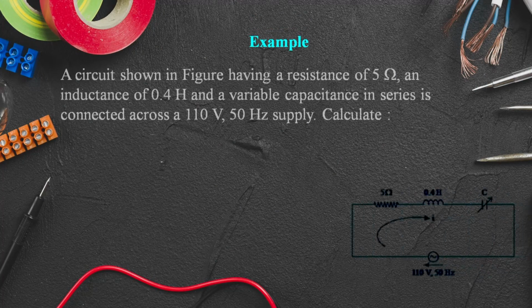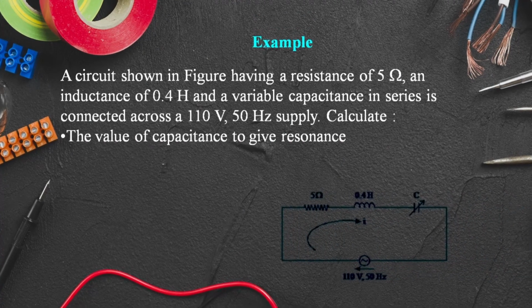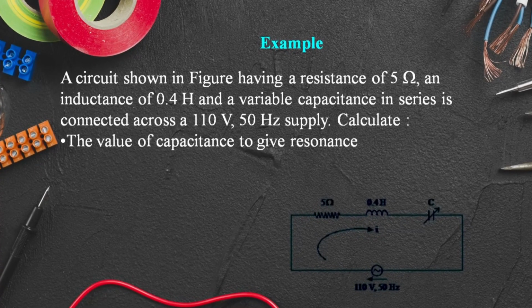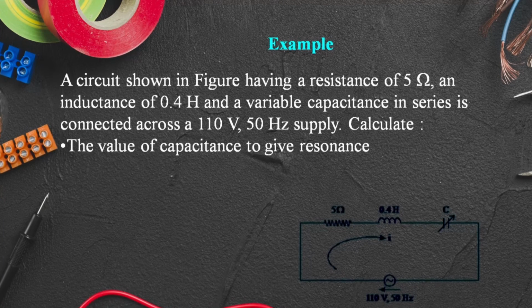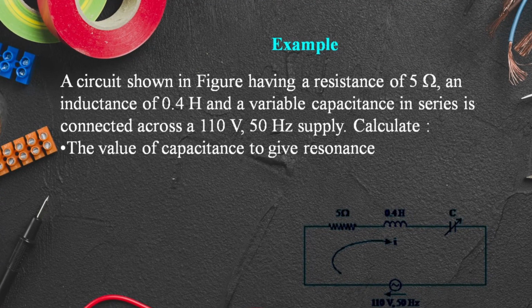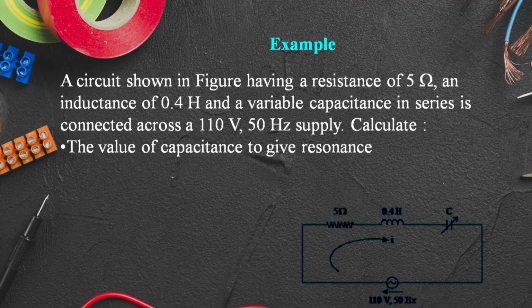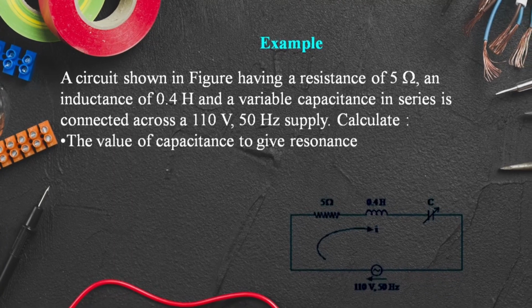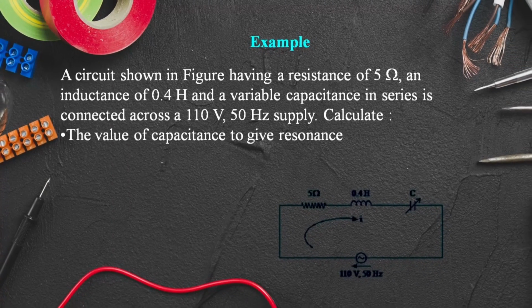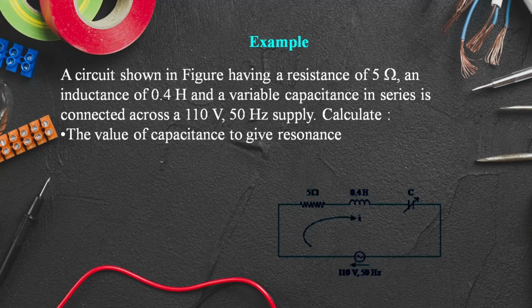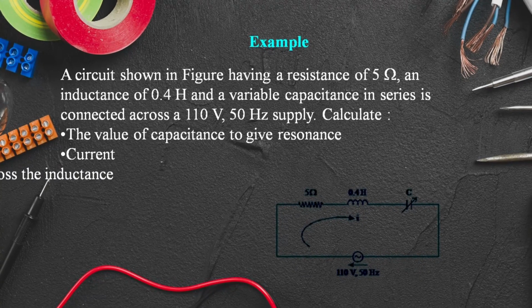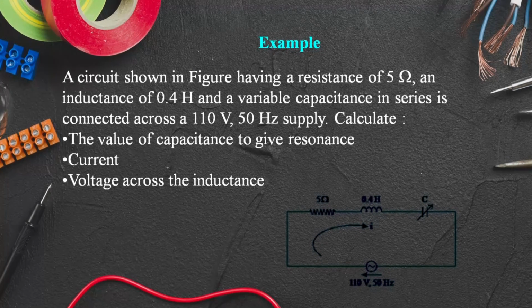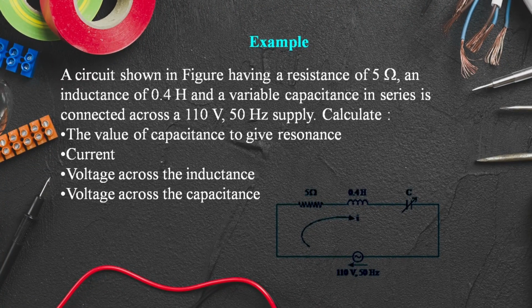Now we are going to consider the second example. Here you can see a circuit as shown in the figure, having a resistance of 5 ohm, an inductance of 0.4 Henry, and a variable capacitance in series, connected across a 110 volt 50 hertz supply. You have to calculate: first, the value of capacitance to give resonance; second, the current at the time of resonance; third, the voltage across inductance; fourth, the voltage across capacitance; and last, the Q factor of the circuit.